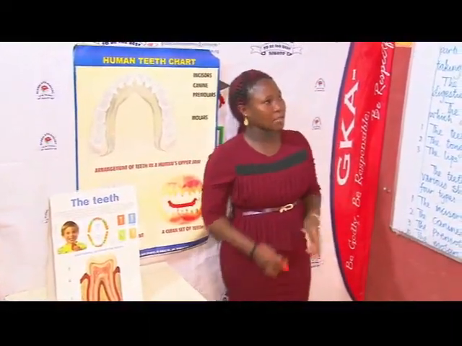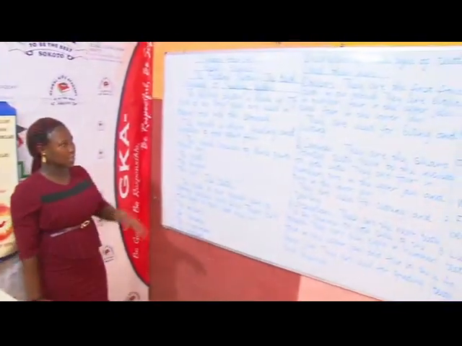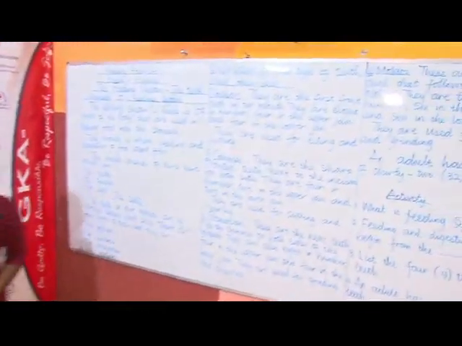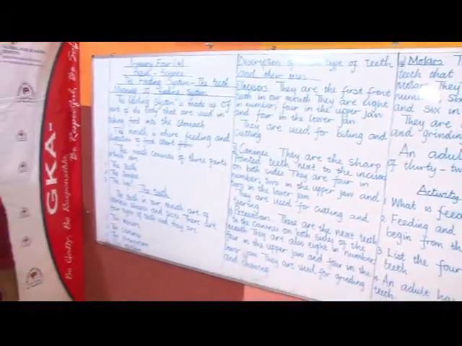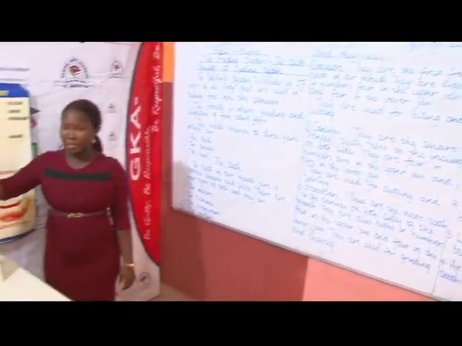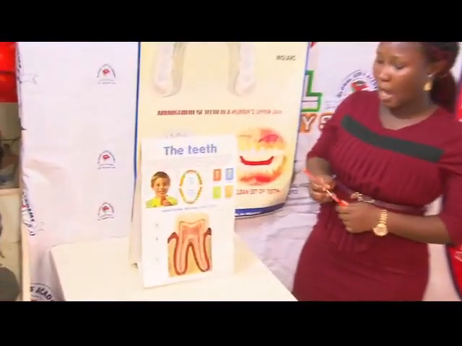Let's talk about the types of teeth and their uses. The first one is the incisors. Now, the incisors are the first front teeth in our mouth. The incisors are the what? The first front teeth in our mouth.